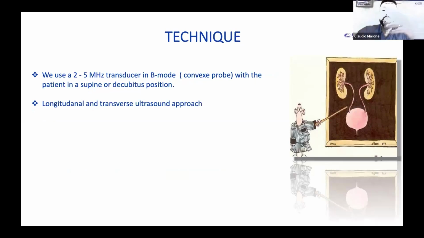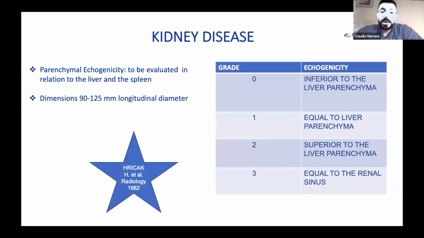And it's important to use both to have an idea of the organs complete. What we are going to see, just say from the kidney, we are going to look at the parenchymal echogenicity that can be evaluated in relation to the liver and the spleen. Pay attention with the cirrhotic patients, and we have a grade from 0 to 3. And dimension that normally is from 90 to 125 millimeters in longitudinal diameter.